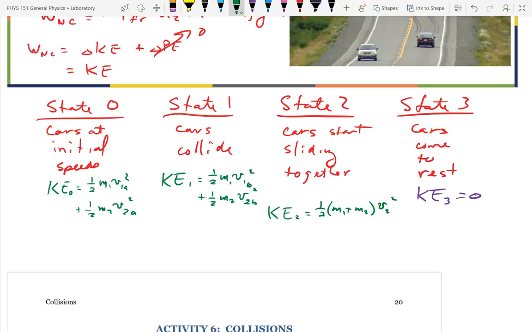I also need my momenta going between state 1 and state 2, because state 1 is before the cars collide, at the beginning of the collision, and the cars finish their collision at the beginning of state 2. So momentum 1 is equal to... So there's my momenta. So now working this problem backward, I've already started, but I need to make sure I had some definitions.